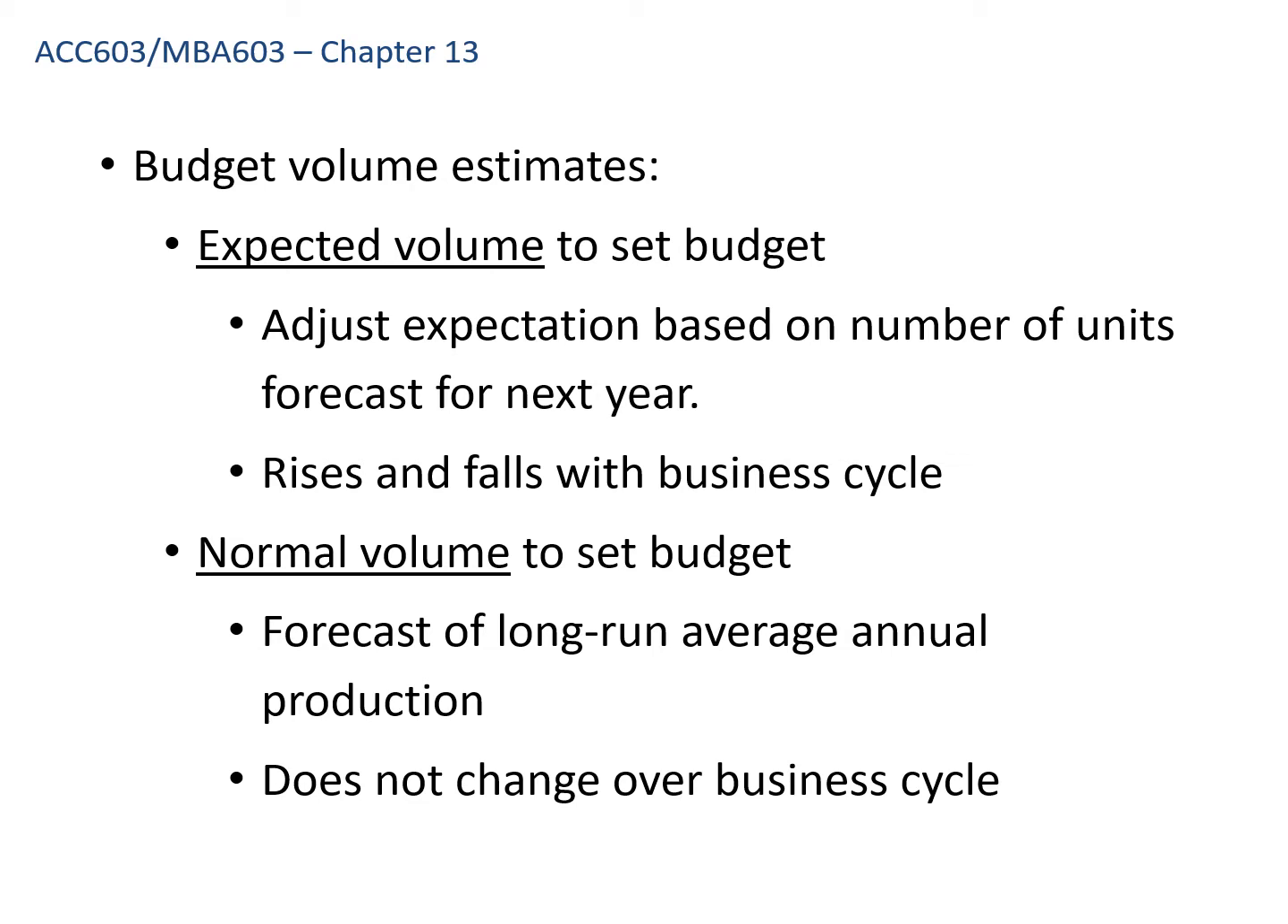The reason for that is expected volume can have swings to it that are related to the economy or other kinds of factors. And if those swings are negative, it can cause you to allocate overhead over a smaller volume, which could cause you to assess more overhead for each product, which might lead you to raise prices, which is what you don't want to do in a downturn. So they seem to favor using the long run average annual production, and that seems to make sense to me as well.